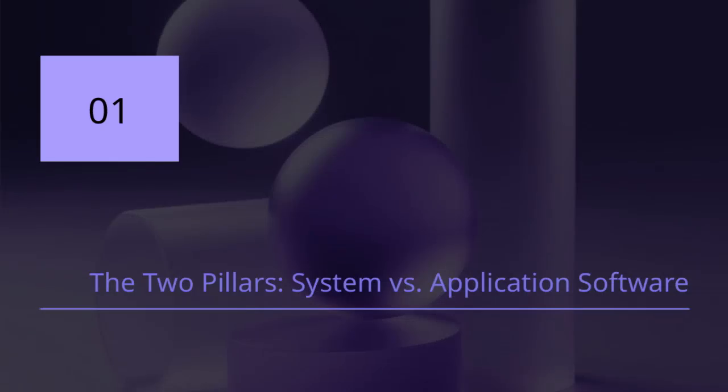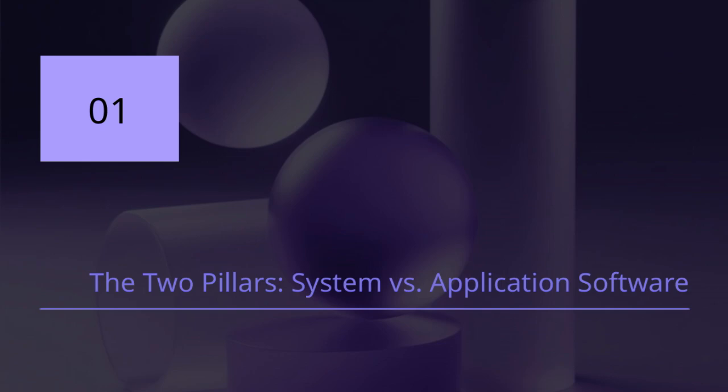Let's take a closer look at the two main pillars of software today: system software and application software. These are the fundamental categories that help us understand how computers function and how we interact with them. System software is the backbone of any computer system. It's responsible for managing hardware resources and providing the basic environment for other software to run. Think of it as the operating system, device drivers, and utility programs that keep everything running smoothly behind the scenes.